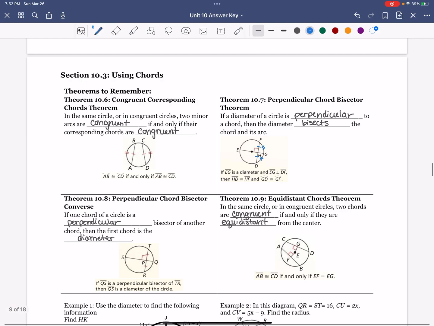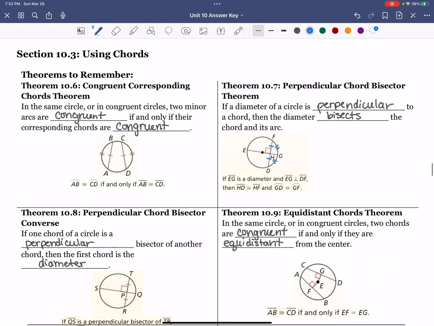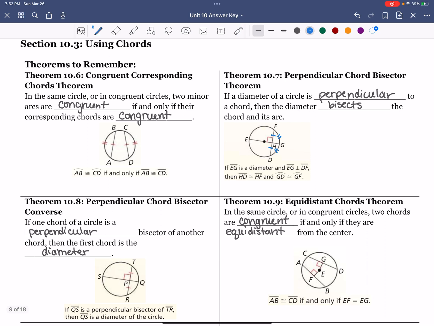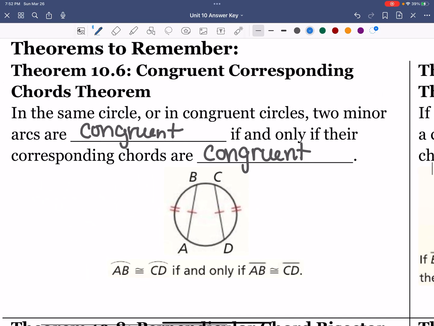I already have those definitions written in, so if you want to pause and write them in as I explain them, or pause right now and go ahead and write those blanks in, go for it. But I'm going to go ahead and start with this first theorem.